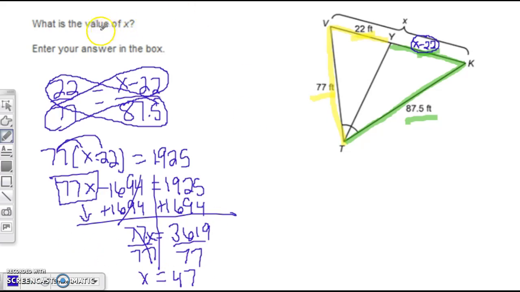Let me go back up and read the question. It does say, what is the value of x? So that would be my final answer.